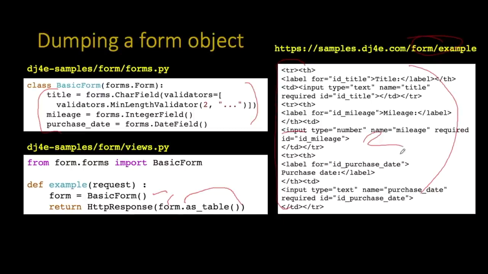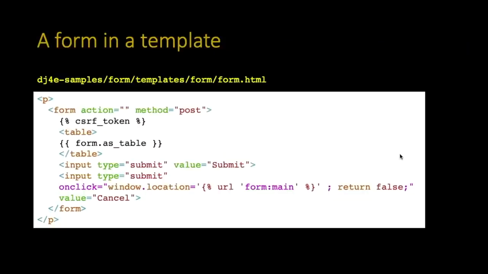So you define a form object, and one of the things you can do is make it HTML. This is not a good example; we'll come up with a better one in a bit. The better example, of course, is to use it in a template. And so here is a template with a simple form in it.